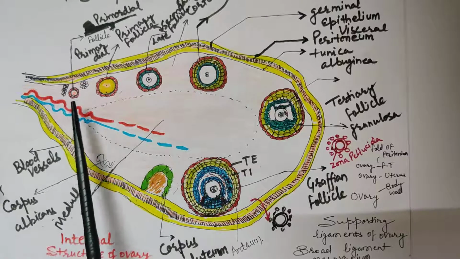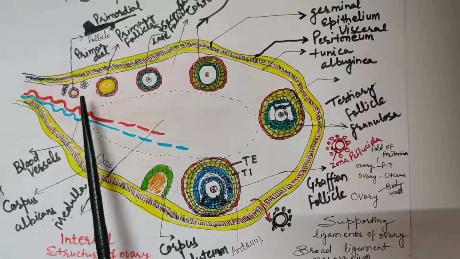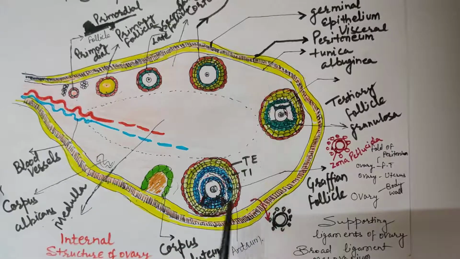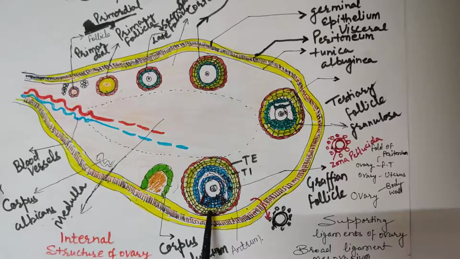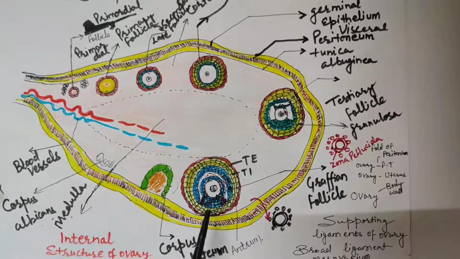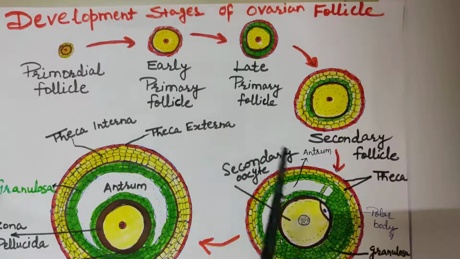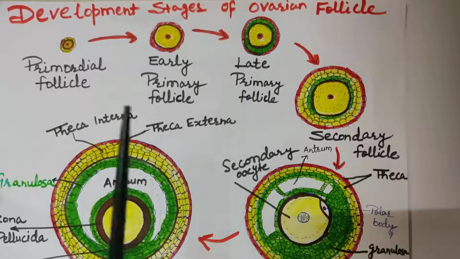Okay, so in the human female, every month there is maturation of a primary follicle into a Graafian follicle and release of the oocyte from the Graafian follicle. So the maturation of primary follicle into Graafian follicle and then its rupturing to release the ova, that process is called ovulation.